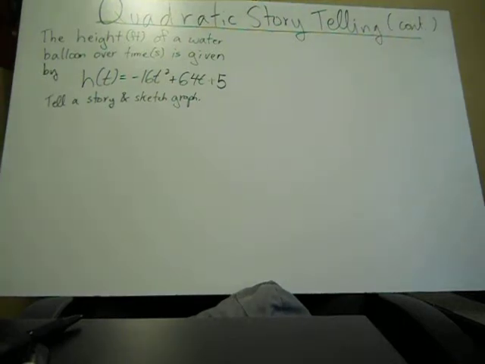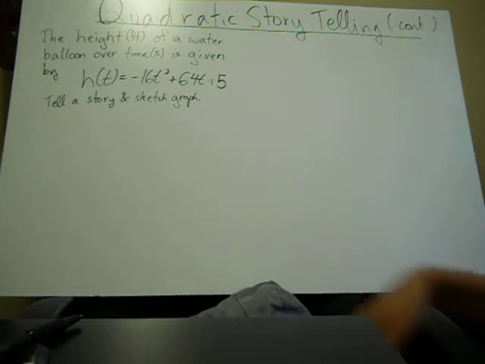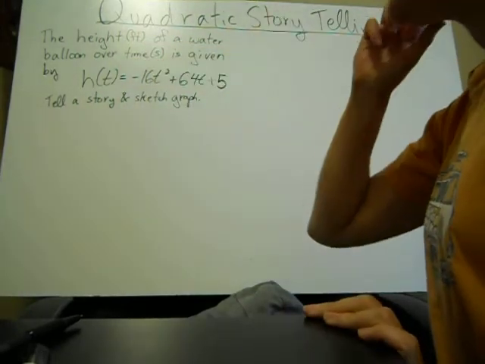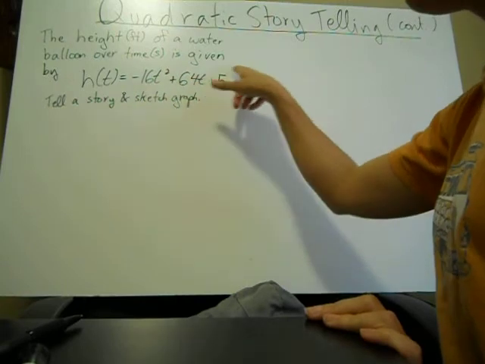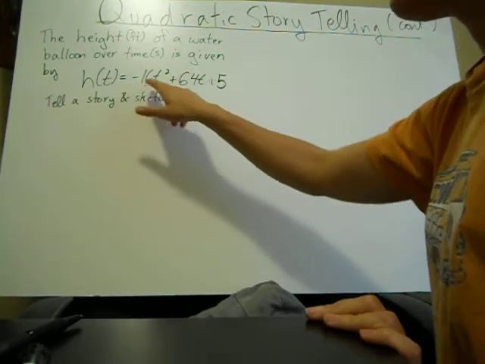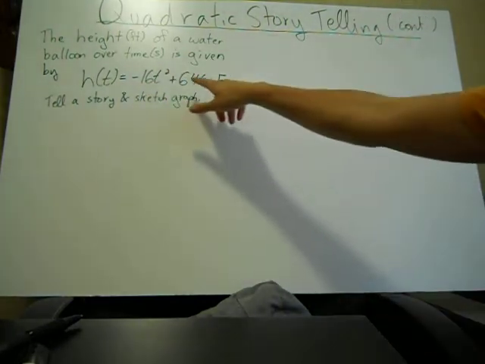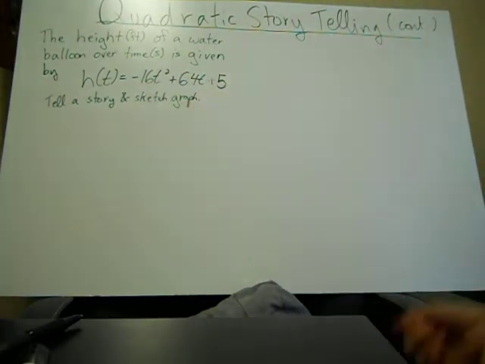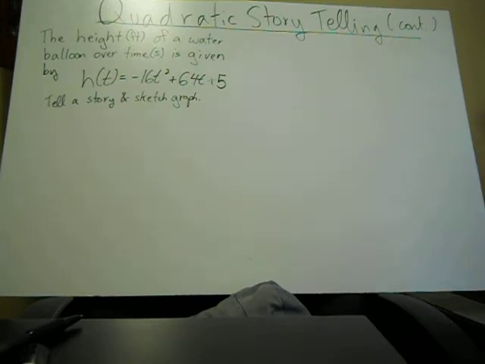Okay, so this is the second quadratic word problem. The height in feet of a water balloon over time in seconds is given by h of t equals negative 16t squared plus 64t plus 5. I want you to tell me the story and sketch the graph.